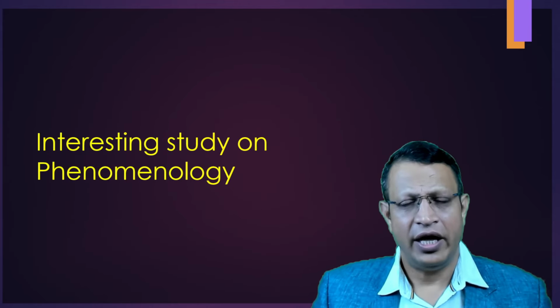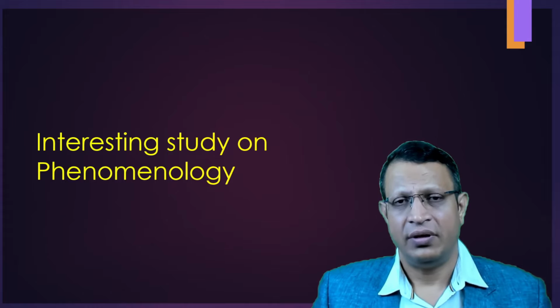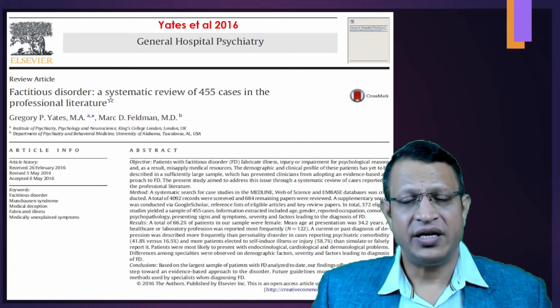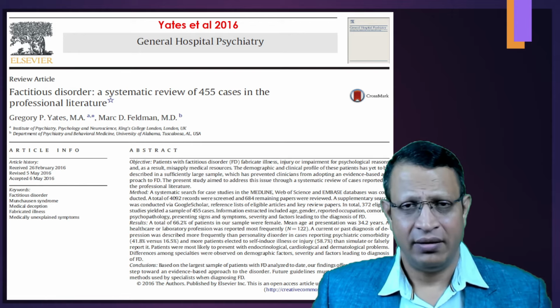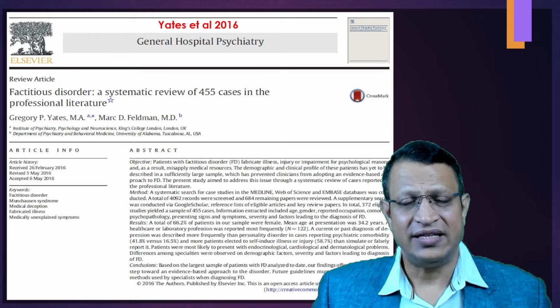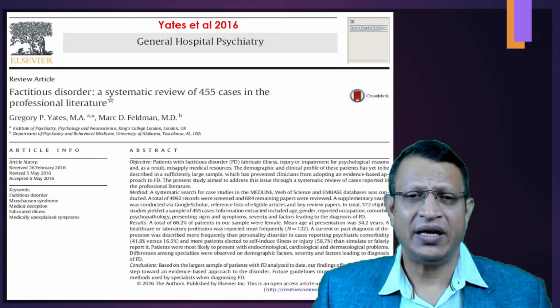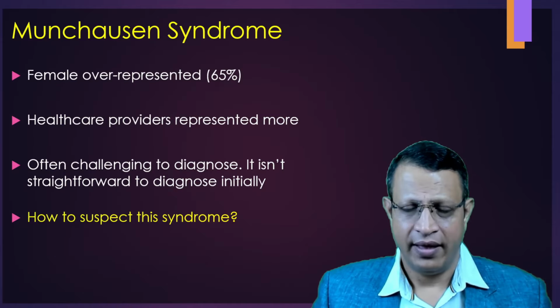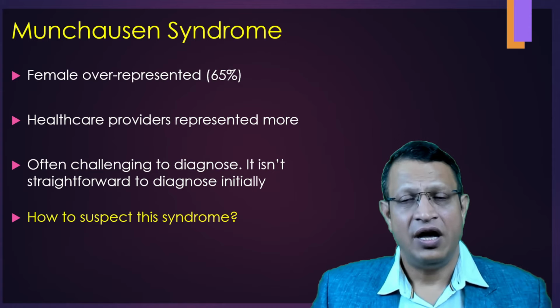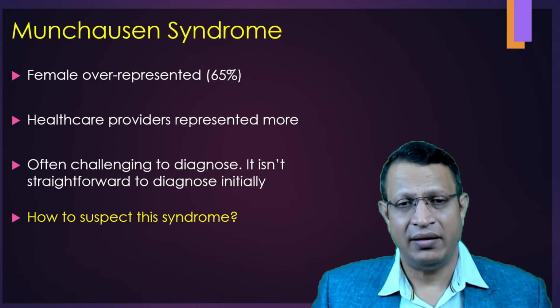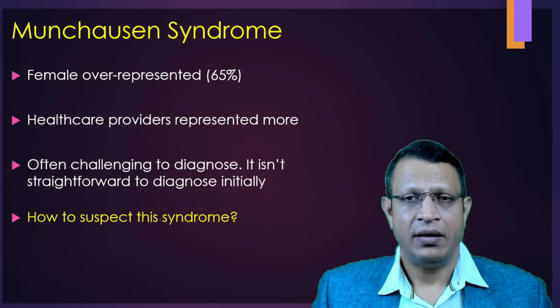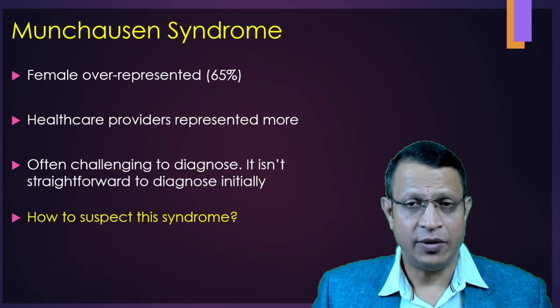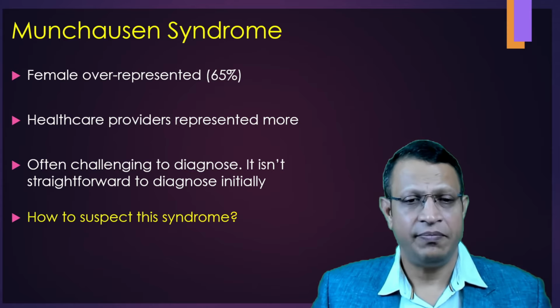Now let's look into an important study with regard to the phenomenology of factitious disorder. This is a study published in General Hospital Psychiatry in 2016. Gregory Yates and his colleagues did an important review titled Factitious Disorder: a systematic review of 455 cases in the professional literature. In this, they found that females were overrepresented over males: 65% of them were female. Most of them were healthcare providers, that means patients were from the healthcare industry.